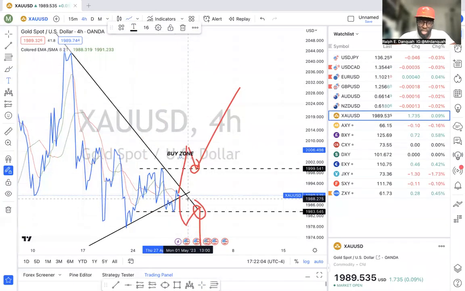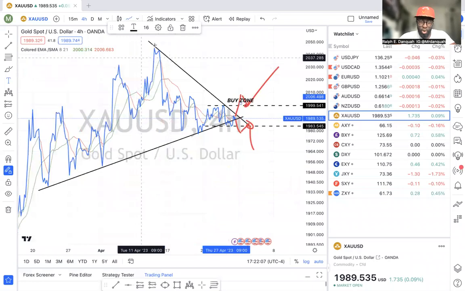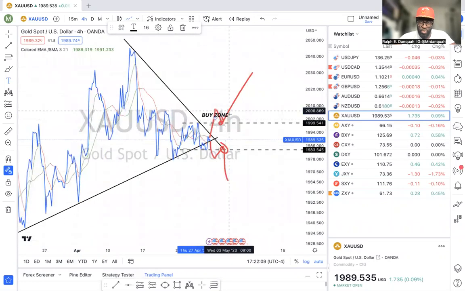So there's two options. I'm waiting for that breakout, right? Lower highs, lower lows. It's not trending. I'm waiting for the breakout here, right? Once it gets to that zone, then I'll start looking for possible trades.